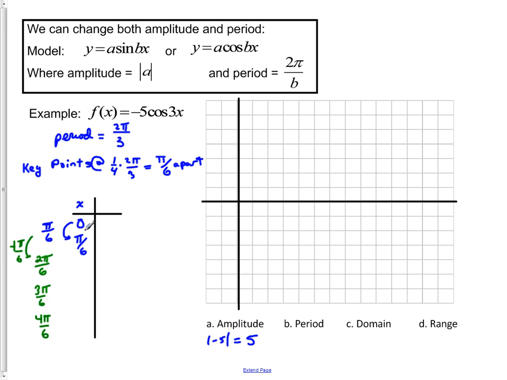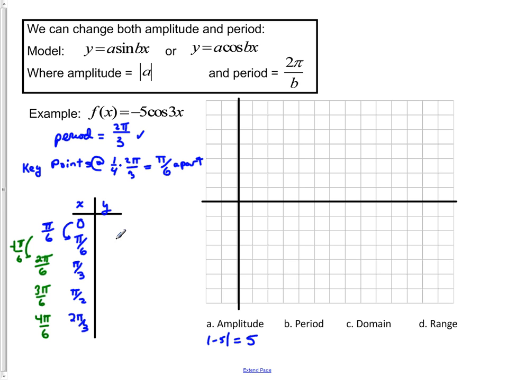But I don't want to use these non-reduced fractions, so I'm going to reduce them, and I'm going to have key points at pi over 3, 3 pi over 6, which reduces to pi over 2, and 4 pi over 6, which reduces to 2 pi over 3, and that's one full period of our function.